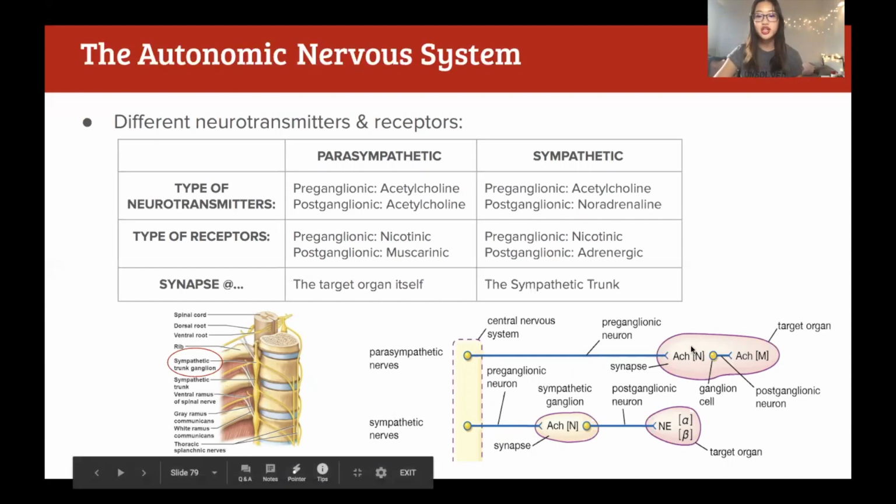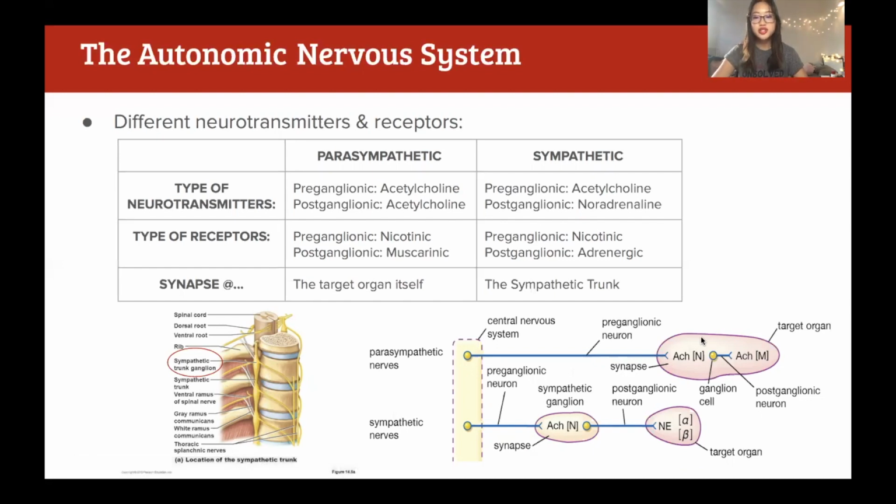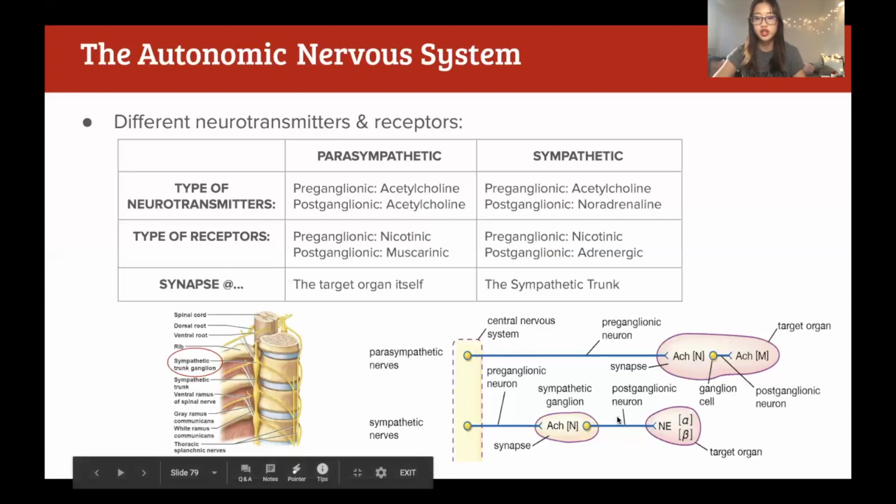Whereas for the parasympathetic nerves, they would synapse right on the target organ itself, and there would only be a small ganglionic cell on the surface of the organ itself. So you can see that the preganglionic neuron is very long, while the postganglionic neuron is really short. And this would be the target organ.